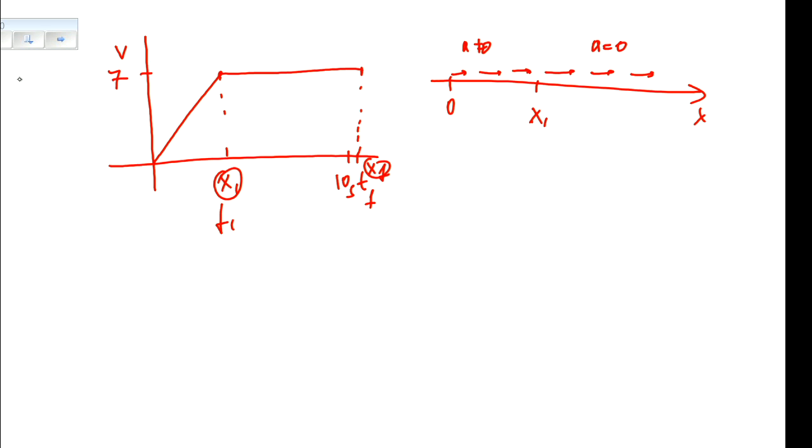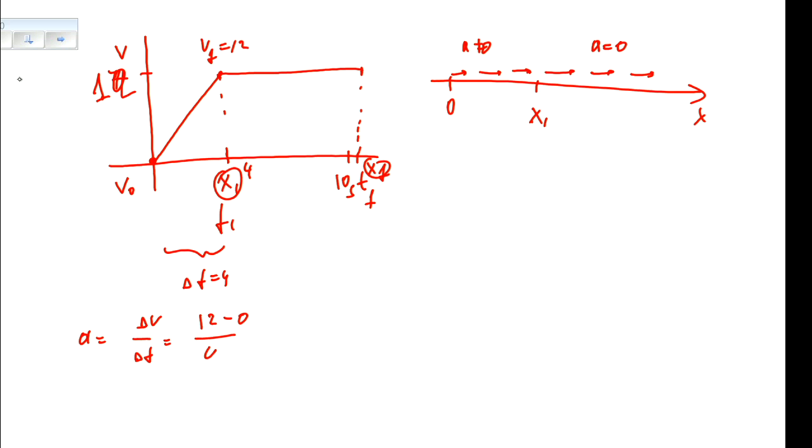This velocity, I think, was given like 12, and this time was 4 seconds. For acceleration, you don't need to know anything else. The initial velocity is 0, final velocity is 12, and this time is 4. Acceleration is delta v over delta t: 12 minus 0 over 4, which is 3 meters per second squared.